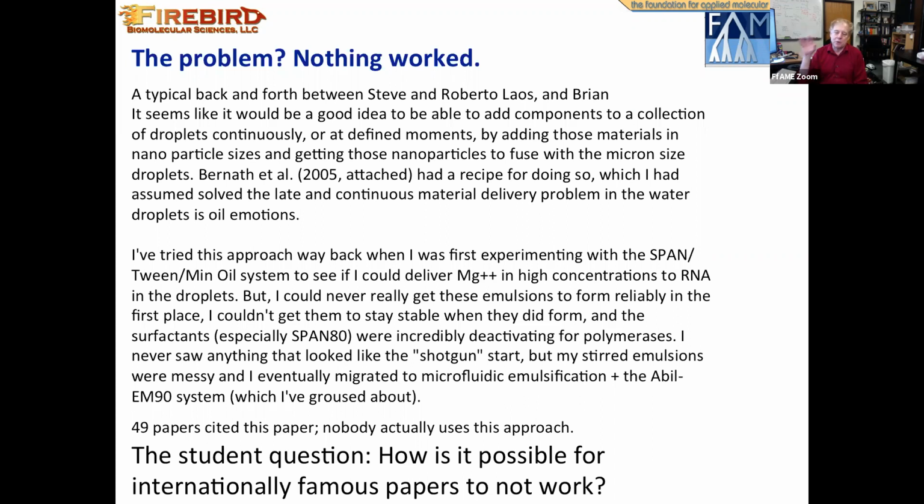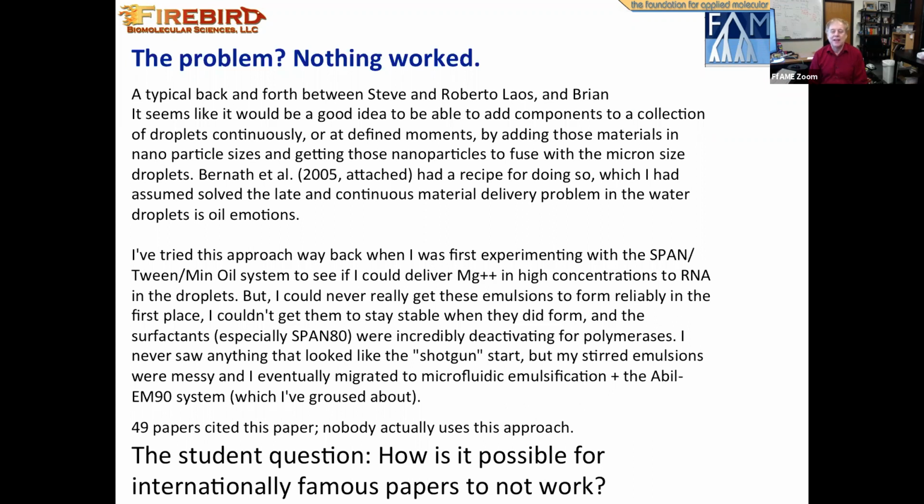One of your problems with these artificial cells, water in oil, is you would really like to get material into the droplet after you have formed the droplet. And so Bernath had proposed a method to do so. And of course, 49 papers cite Bernath, but nobody actually ever uses his approach. And this is a problem. And then Brian goes on to complain about the Able EM90 system. This is Evonik, and he complained about that at great length to me as well.